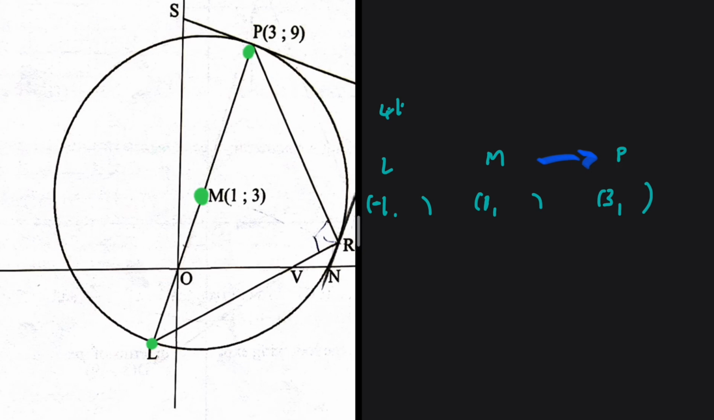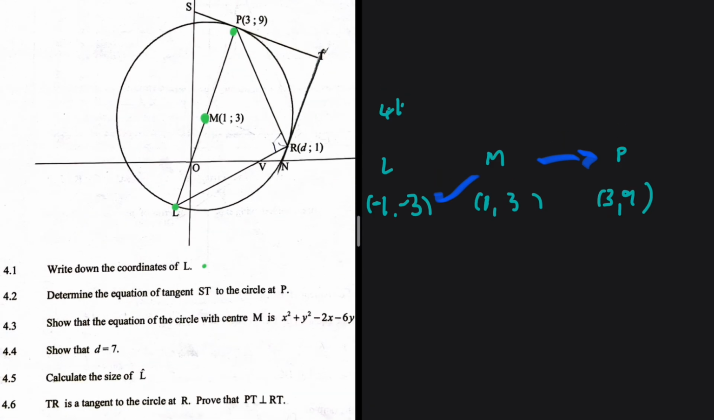We can do the same with the y values. The y value of P is 9. That of M is 3. We can see that the difference is 6. So what must be the y value of L? It must be minus 3. So this is L, minus 1 and minus 3. Obviously, we can also use the midpoint theorem and find the coordinates of L. But anyway, let's take a look at 4.2.